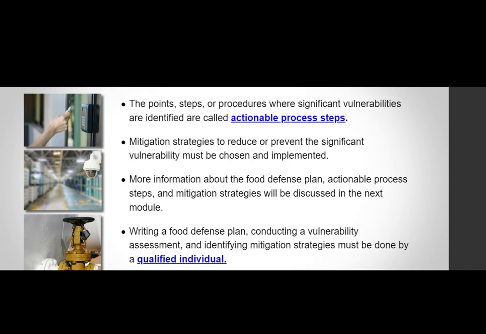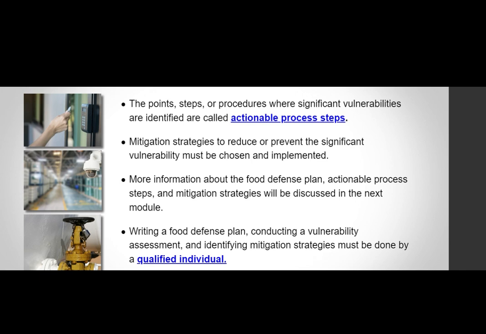Points, steps, or procedures that are identified as having these significant vulnerabilities are called actionable process steps. The IA Rule defines actionable process steps as a point, step, or procedure in a food process where a significant vulnerability exists and at which mitigation strategies can be applied and are essential to significantly minimize or prevent the significant vulnerability. After that, measures to reduce or prevent the significant vulnerability must be chosen and implemented. These are called mitigation strategies. More information about the Food Defense Plan, actionable process steps, and mitigation strategies will be discussed in the next module.